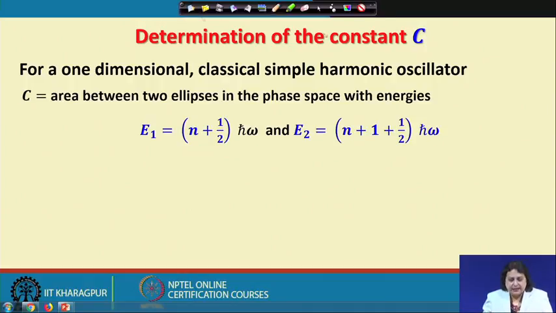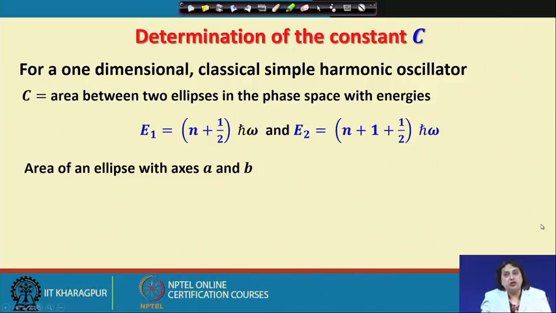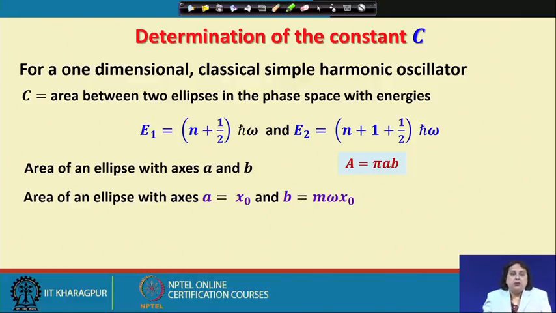In order to understand this, what we do is we go back to our preliminary knowledge of coordinate geometry and say that if I have an ellipse with axes A and B, what is the area of that ellipse? That is given by pi into A into B. Now, if I have then an ellipse with A equal to x naught and B equal to m omega x naught, then what is its area? Obviously, I put the values of A and B, I get it is pi m omega x naught square.